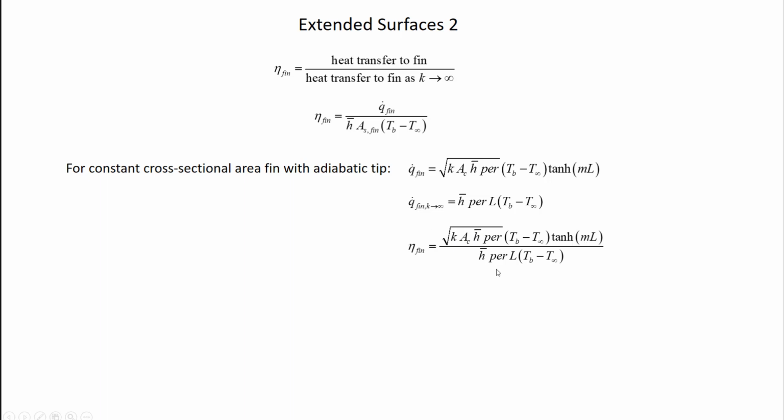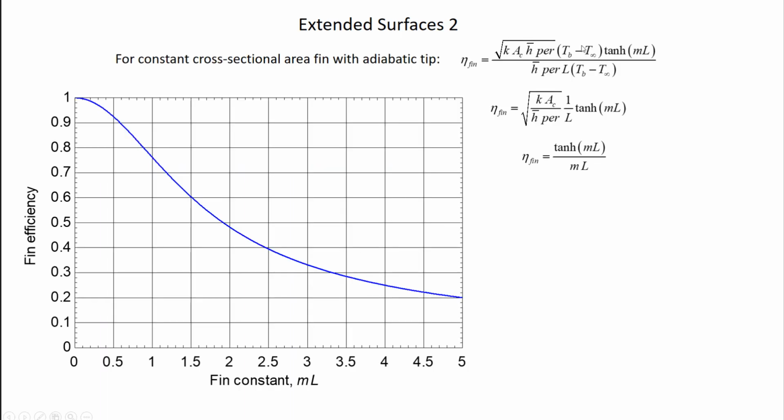And I can simplify this in some obvious ways. I can cross out T_B minus T infinity, and then I'm left with this. If I do a little bit of algebra, pulling the h bar times perimeter into the square root, I get this. If you look at this for a little bit, you realize that this is just 1 over m. So this is my fin efficiency function for this particular case: the hyperbolic tangent of mL divided by mL.